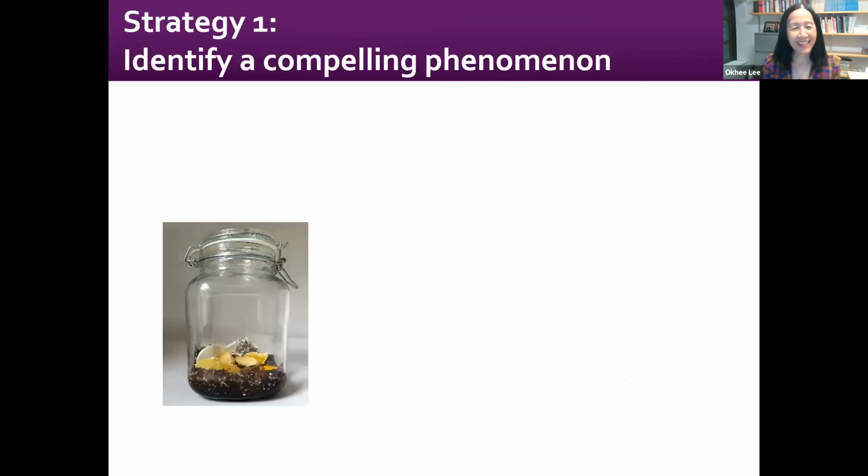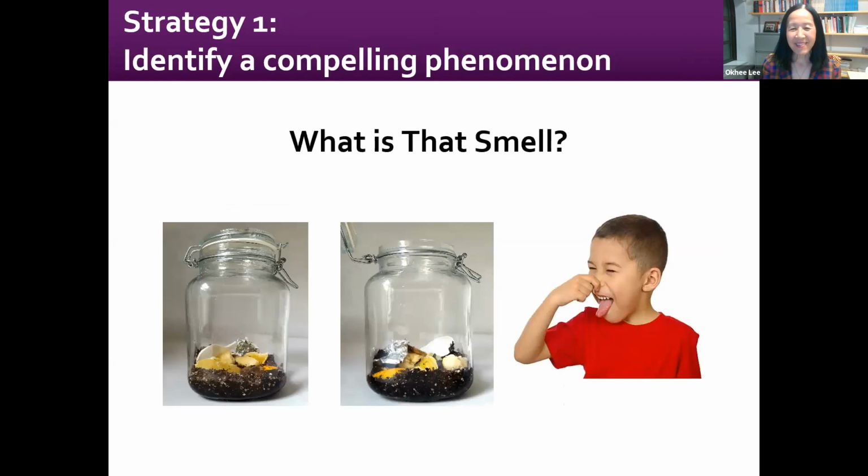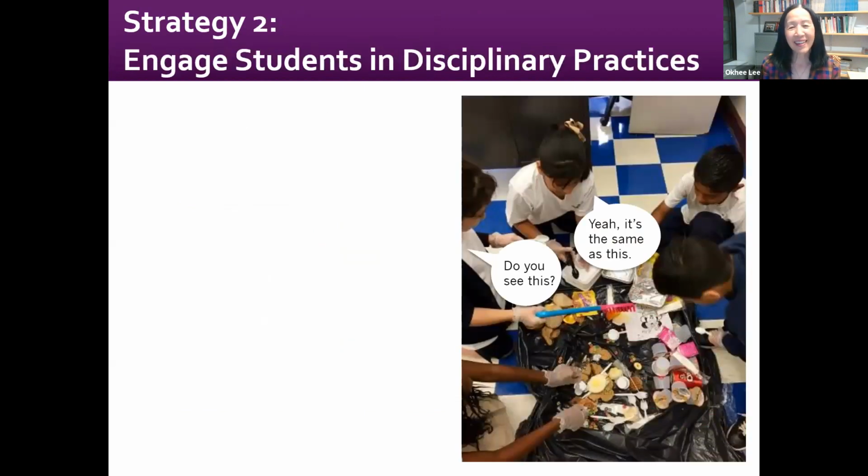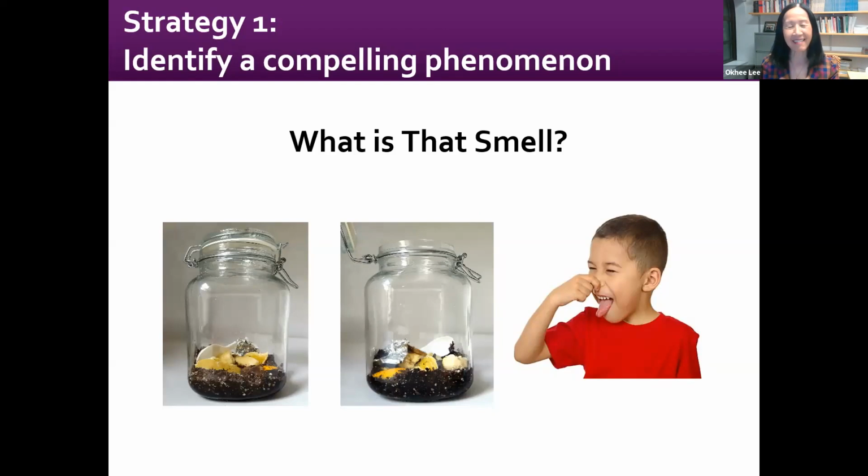So the first thing is, what is the smell? That's a phenomenon. Sandra, thank you for smiling. I'm not kidding. They think it's the coolest thing. The smell is really bad, actually. So for students it's a phenomenon. We got them. We hooked them. They are fascinated.